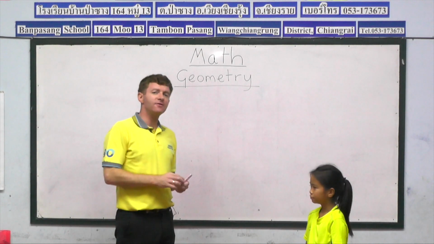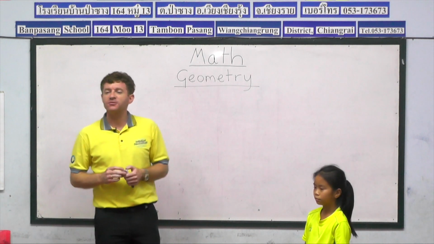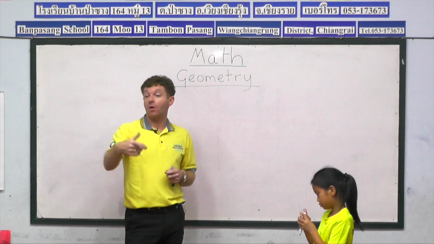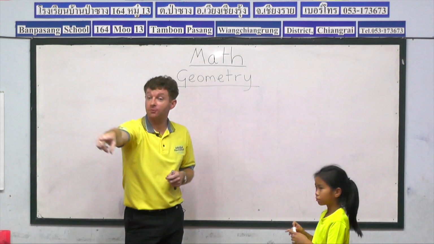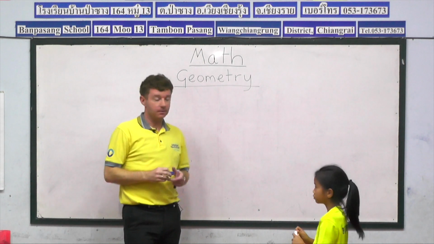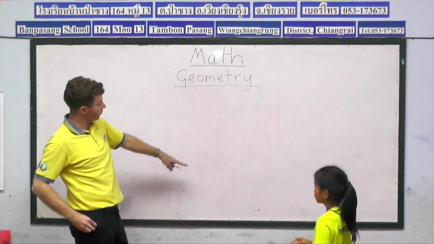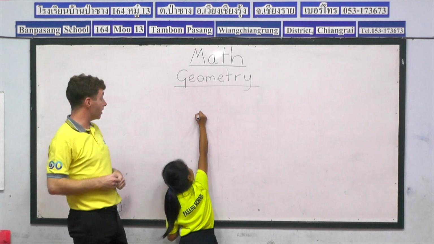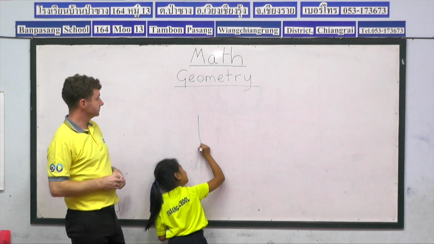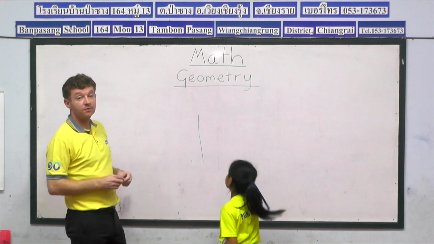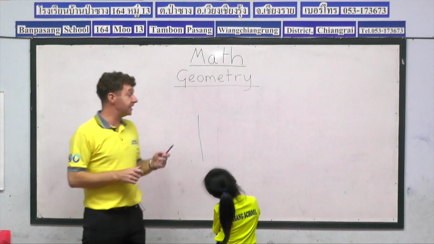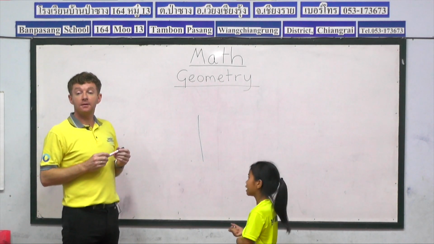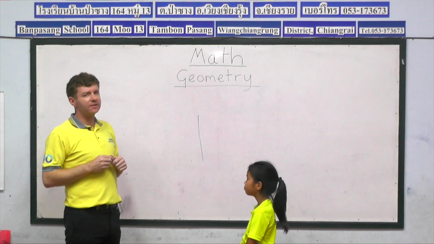So for a line segment, guys, what's the first thing that we need? We need a line, so it can be vertical. So first of all, Prau, can you draw a vertical line? That's a line going up. Okay, so far we have a vertical line, but not yet a line segment.